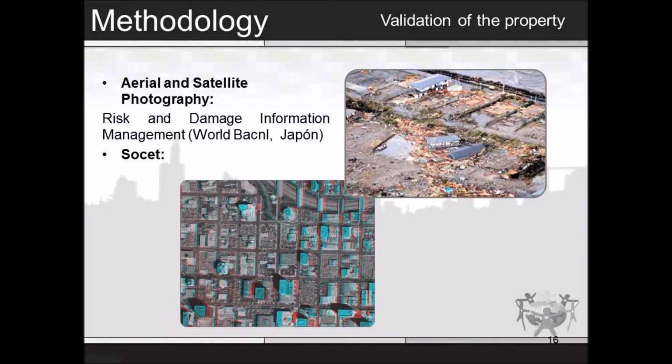The second step is the validation of property. It involves using satellite and aerial photographs to verify that indeed the site was affected. Using a case study of the Japanese World Bank Risk and Damage Information Management and a software called Socket, the differences in the images will be identified, and this corresponds to the damages suffered by the properties.